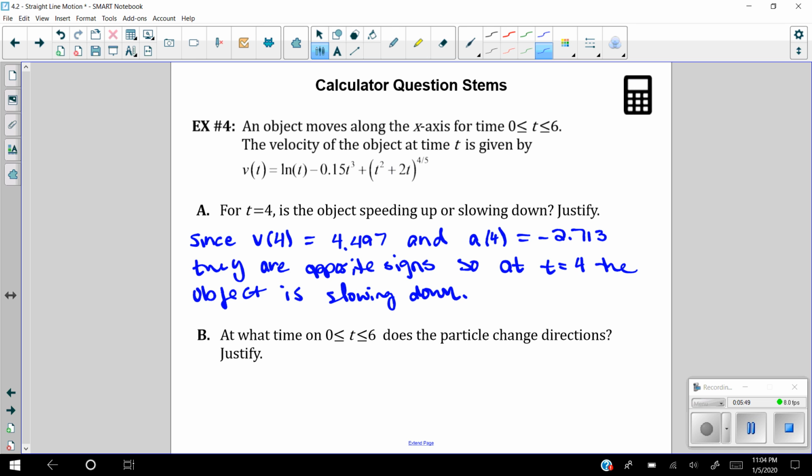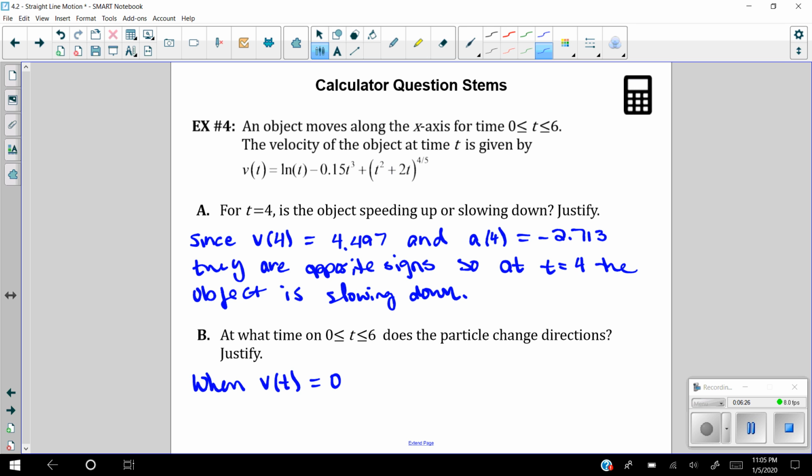Okay. Now, B says, at what time on the interval 0 to 6 does the particle change direction? So, since direction is given to us by velocity, positive velocity means it's going in a positive direction, negative velocity means it's going in a negative direction. It changes directions then when the velocity changes from positive to negative or negative to positive, which means when it's 0. So we need to figure out when velocity is 0.